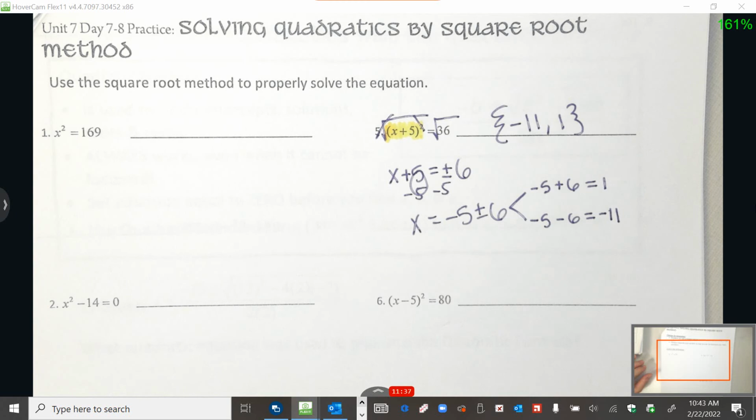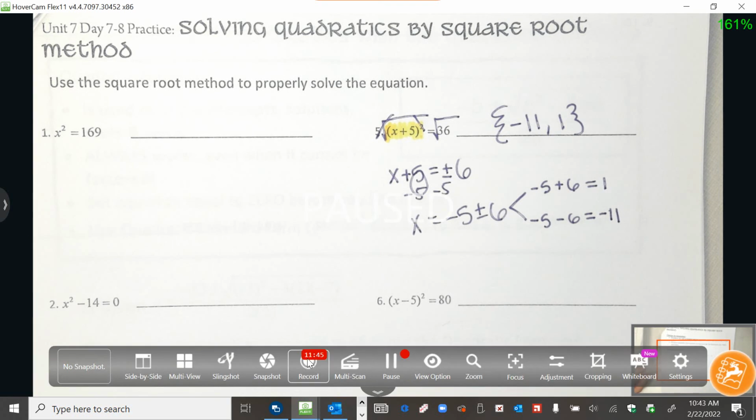Okay, so this is what you're working on. I did one of them with you. There are only 12 problems. Okay, so as you finish the front, oh, didn't mean to pause it.